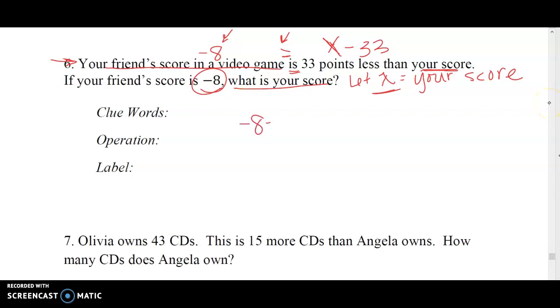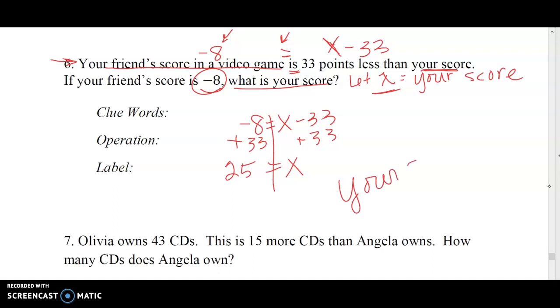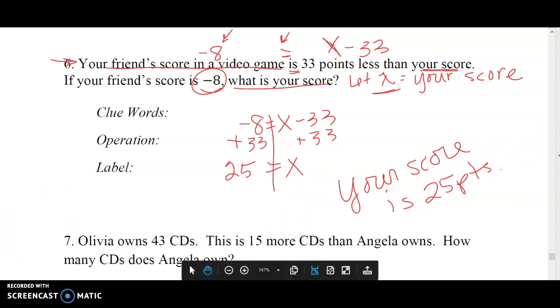So -8 is X minus 33. Add 33. So your score is, I forgot to flip the page, 25. Your score is 25. Okay. So that is mainly solving or simplifying expressions, writing expressions for word problems, and a couple equations for word problems. Tune into the next video for the rest of the notes.